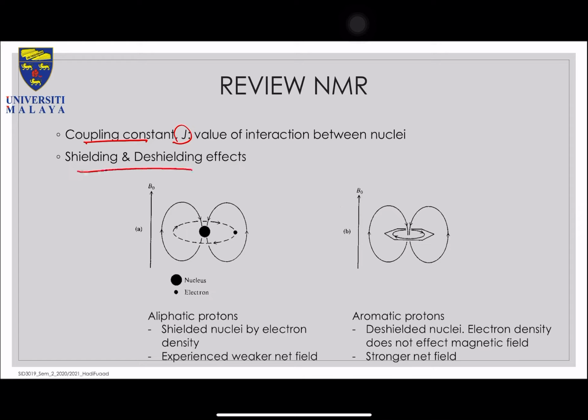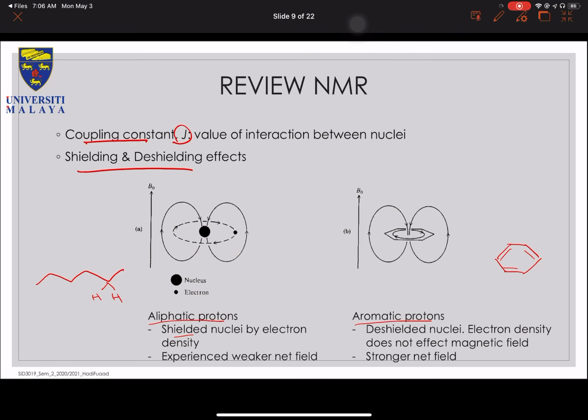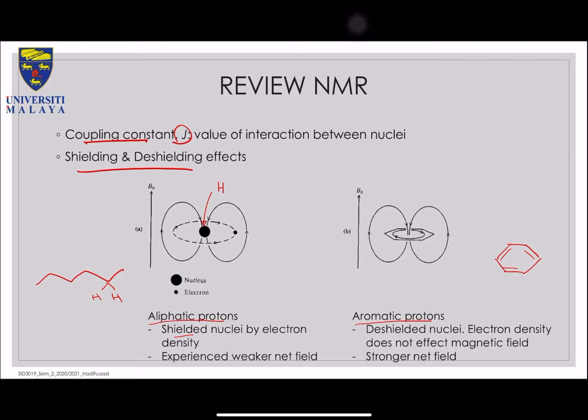And the last one is about shielding and deshielding effects, whereby as an example, down here on the left hand side you have aliphatic protons. Aliphatic protons, if you don't remember, is something like that, just a linear chain, while on the right hand side what is shown is more aromatic protons. The easiest example is benzene. So when you have aliphatic protons, the protons are shielded. So shielded nuclei. Imagine that is your proton, or your nucleus.